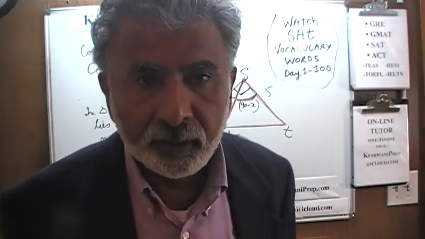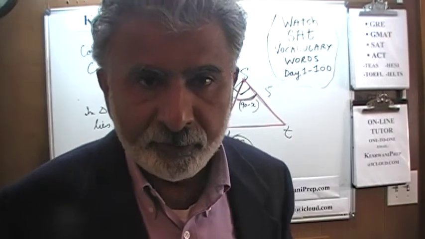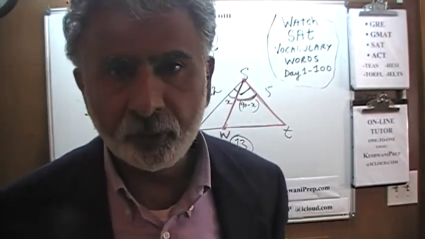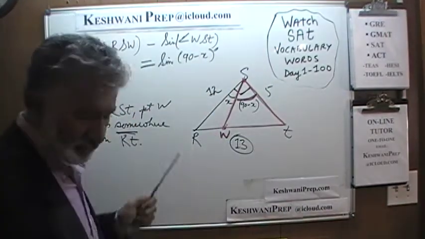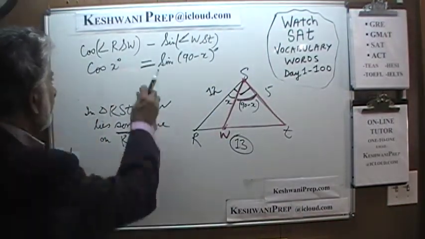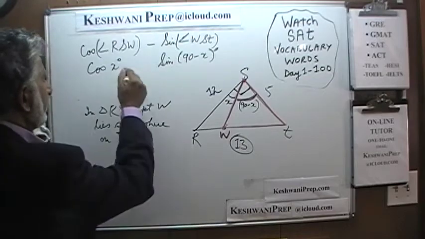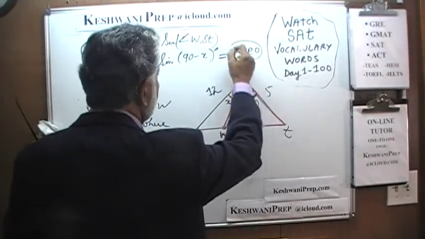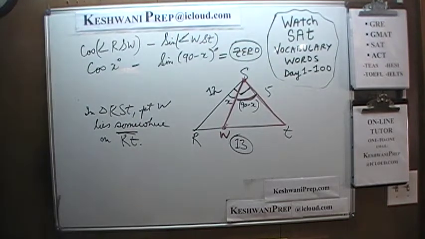They're complementary angles. The sine of one is equal to the cosine of the complementary angle of the other. That's all it is. Since they're equal to each other, this quantity minus that quantity is just going to be a big fat zero. So the answer to this problem, number 36, is zero. And that's all there is.